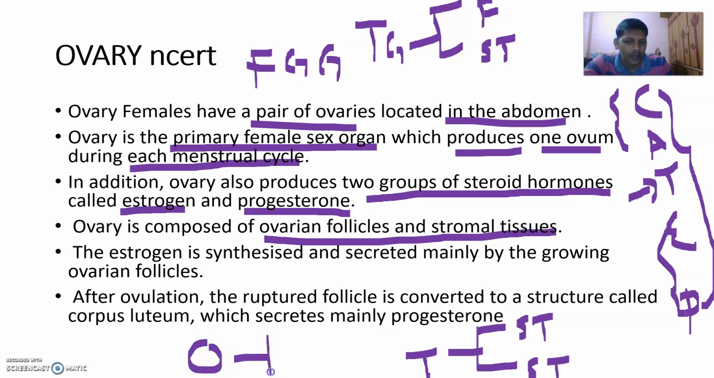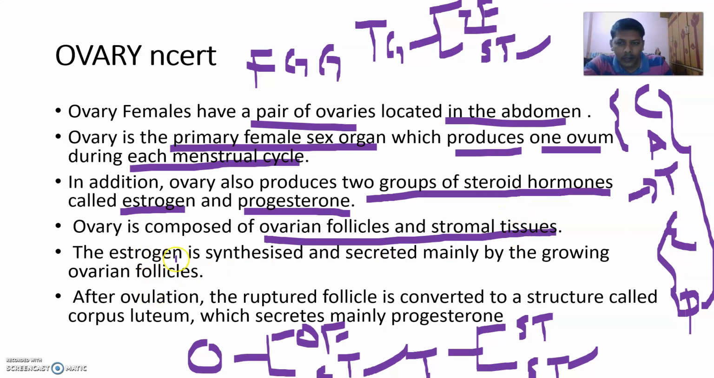Ovaries have ovarian follicles. Here the thyroid gland has thyroid follicles, which are its functional units. And the ovary also has stromal tissue. Here stromal tissue is present. Estrogen is synthesized and secreted mainly by the growing ovarian follicles. The growing ovarian follicles synthesize one steroid hormone called estrogen.